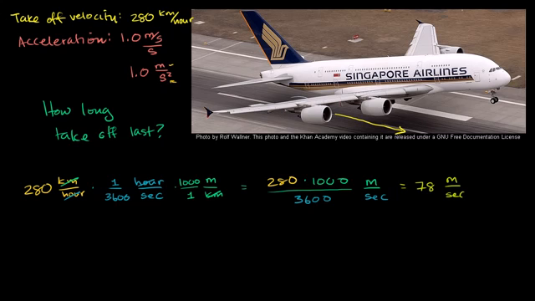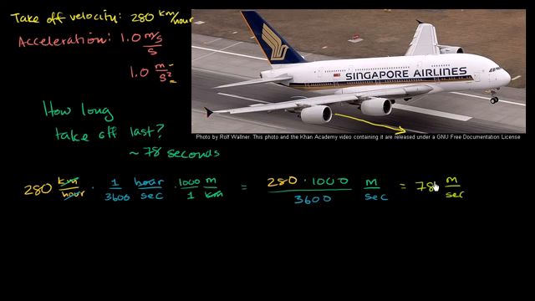Well, we could just do this in our head if you think about it. The acceleration is 1 meter per second squared, which tells us after every second, it's going 1 meter per second faster. So if you start at a velocity of 0, and then after 1 second, it'll be going 1 meter per second. After 2 seconds, it'll be going 2 meters per second. After 3 seconds, it'll be going 3 meters per second. So how long will it take to get to 78 meters per second? Well, it'll take 78 seconds, or roughly a minute and 18 seconds.